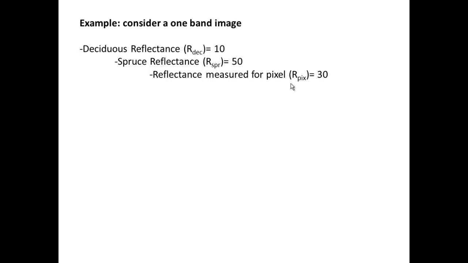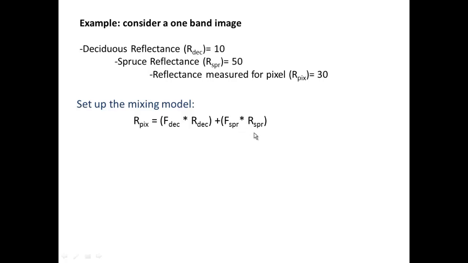So our first step is to set up a mixing model. And that's going to look like this. The reflectance in the pixel is equal to the fraction of deciduous cover in the pixel times the reflectivity of the deciduous cover plus the fraction of the spruce cover times the reflectivity of the spruce cover. So basically we're going to adjust the reflectivities of the deciduous and the spruce by the fraction in which they're contributing light back to our image. Okay? Now I'll substitute the values in. So I'll sub in my pixel reflectance, then I'll sub in my end member reflectance, 10 and 50.